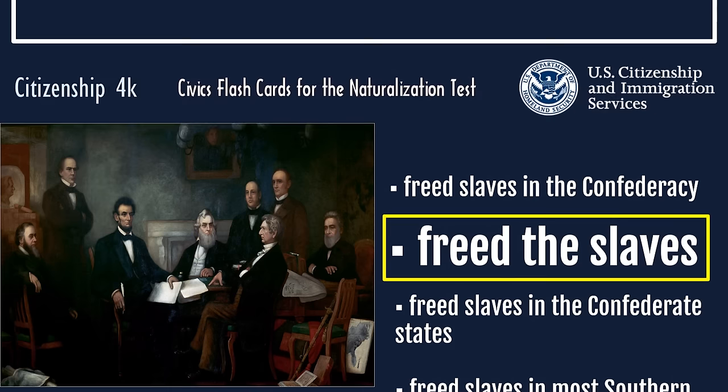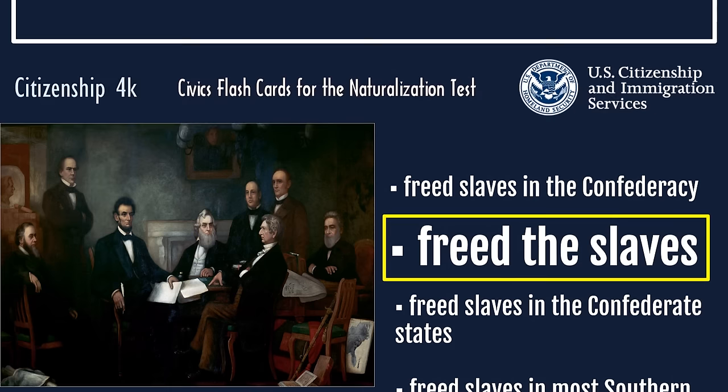What ocean is on the east coast of the United States? Atlantic Ocean. When was the Constitution written? 1787.